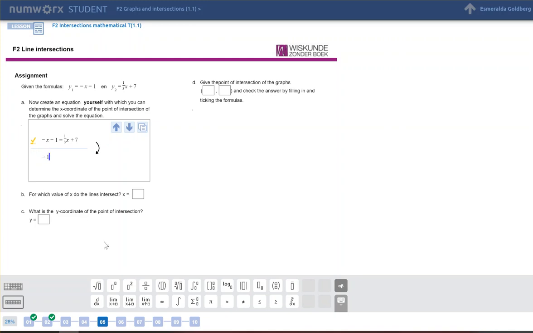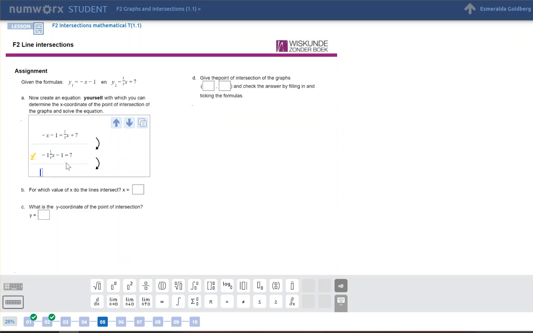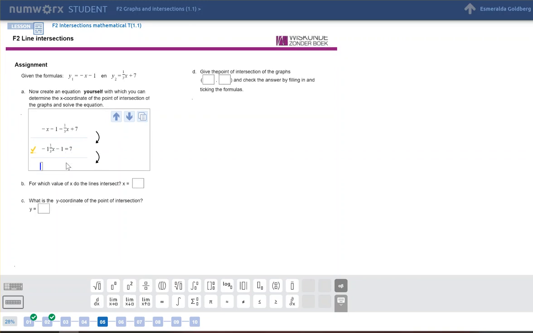So minus 1 and 1 over 3x on that side. Also, don't forget the minus 1. And on the right-hand side, all we have left is 7. Now we're going to remove minus 1 from the left-hand side by doing plus 1. So I get minus 1 and 1 over 3x equals 8, because 7 plus 1 is 8.